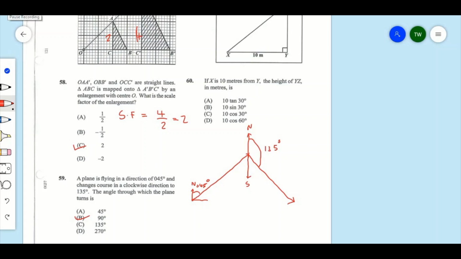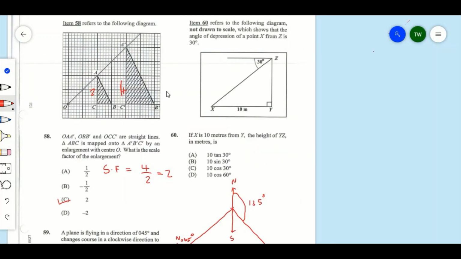To our final question. Item 60 refers to the following diagram, not drawn to scale, which shows that the angle of depression of a point X from Z is 30 degrees, right? And this is the angle of depression, this 30 degrees here. Now, if X is 10 meters from Y, the height of YZ in meters is, so we want to find this height here, which is YZ.